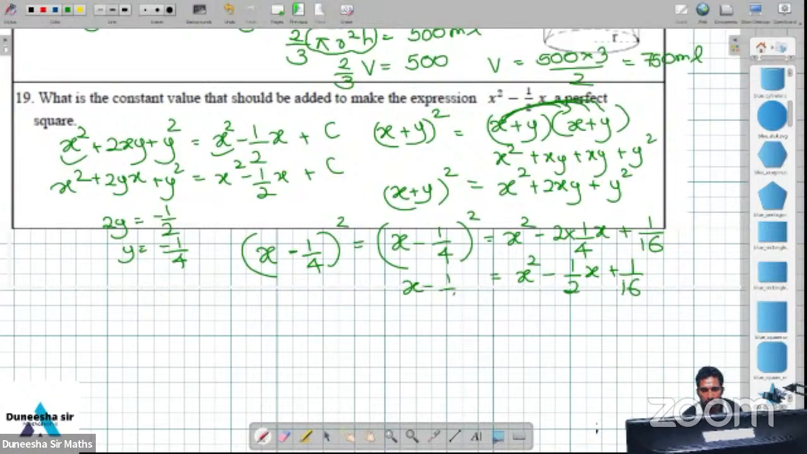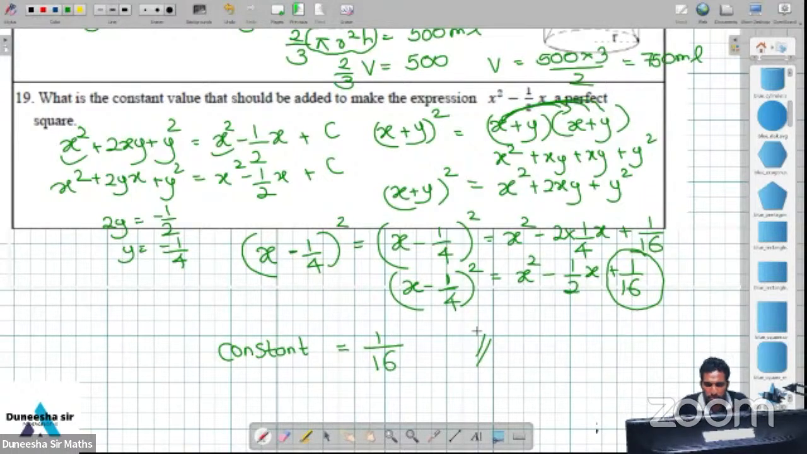Okay, what should the constant be? මෙන්න මේක තමයි constant එක. The constant should be 1 over 16. 1 over 16 කියලා constant එකක් ආවොත් we can write x minus 1 over 4 squared as the perfect square. මෙන්න මේක තමයි perfect square එකක් විදිහට ලියන්න පුළුවන් වෙන්නේ.